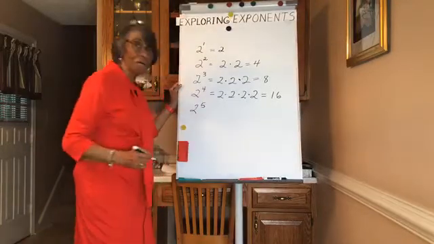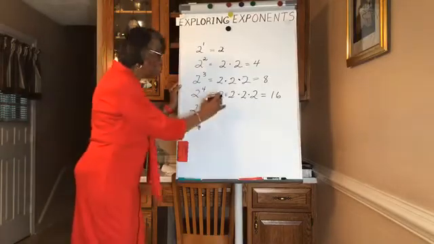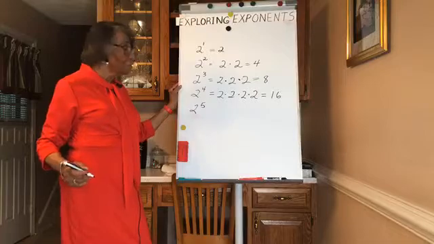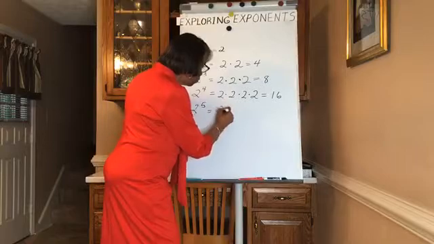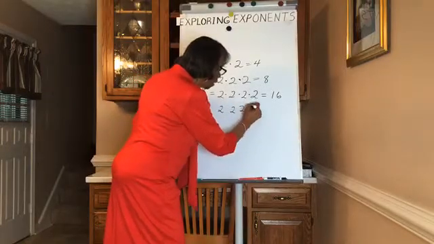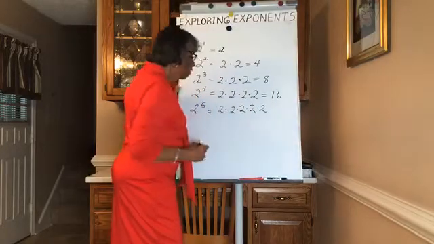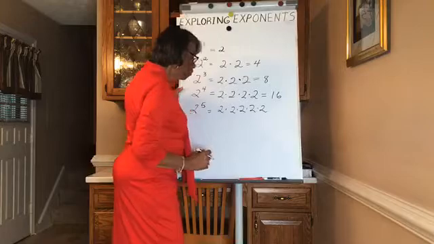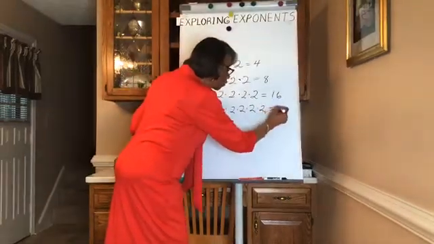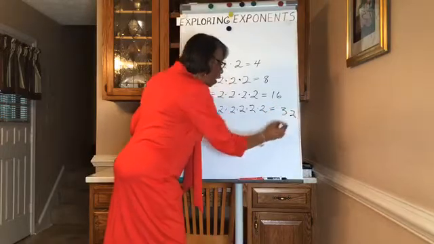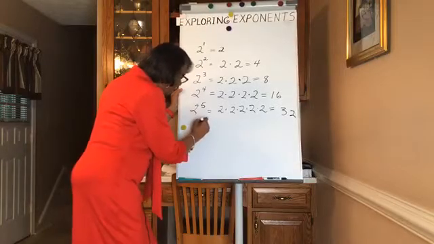2 to the 5th power. You should now be able to tell me that almost without working it out, since we've already got 2 to the 4th power. So it would be one more 2, and that would be 2, 1, 2, 3, 4, 5. All right, and so that equals what? 2 to the 5th power is 32.